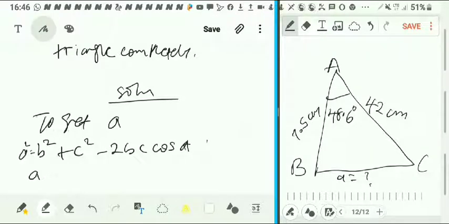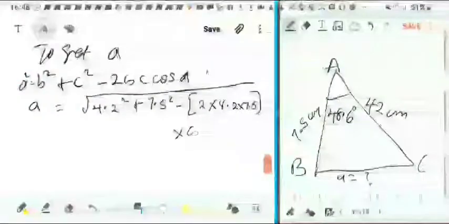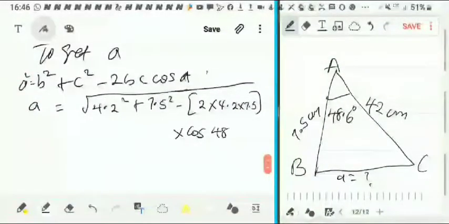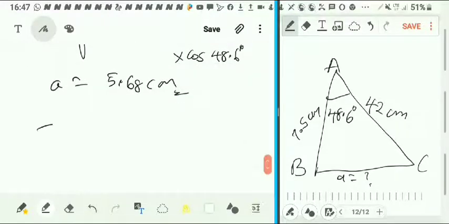So a is equal to the root of 4.2 squared plus 7.5 squared minus 2 times 4.2 times 7.5 times cos 48.6 degrees. When you punch that into your calculator, this is still under the root, you will get 5.68 centimeters as the answer. So we've got side a. Now let's get the other angles.